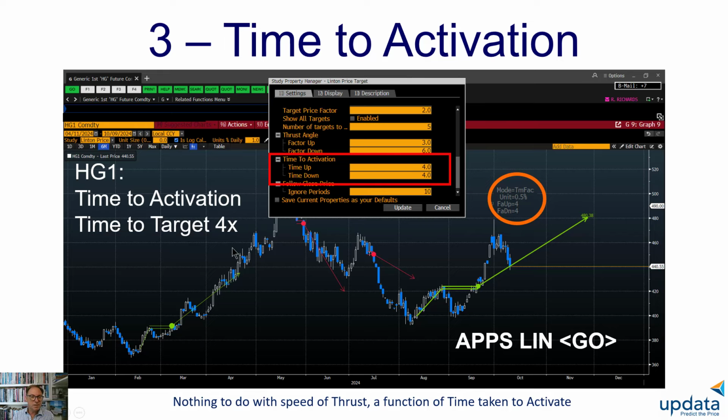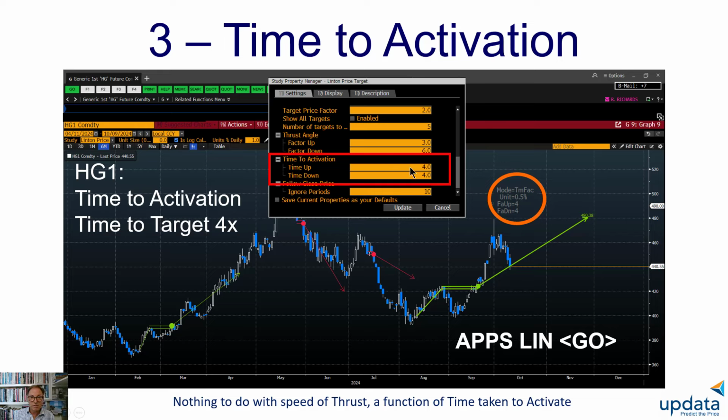Time to activation, this is another methodology. This just assumes the longer it takes for a target to be activated, the further the target will take to activate. It just means that there wasn't very early strength in that activation. The thrust was there. It took a while to activate. The longer it takes to activate, the longer the target. So it takes no account of the speed of the thrust. The function is the time it takes to activate.